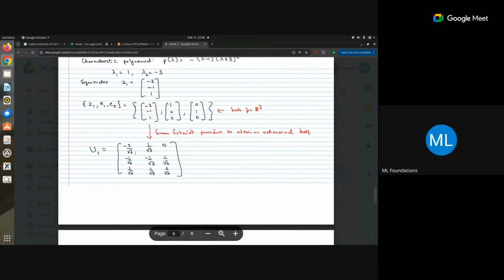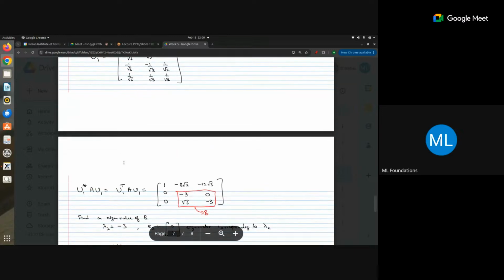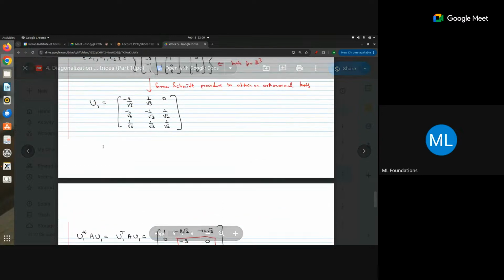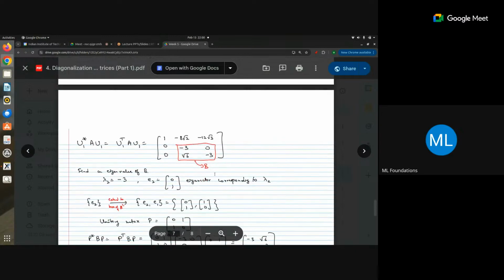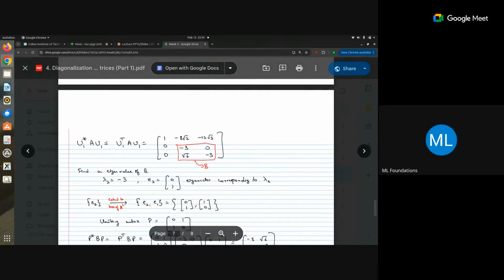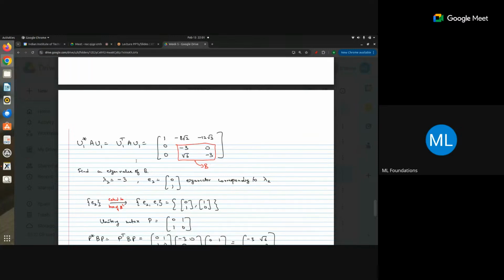So let's say you got this matrix, the U1 matrix, fine. What is the next step? If I do the multiplication, let's say this is a unitary matrix. You take its conjugate and multiply that with A, and you get this part. Fine. Why is it written U1 transpose here? Because we are not dealing with complex values, right? So the conjugate transpose in the real case is equal to the transpose only. Fine.